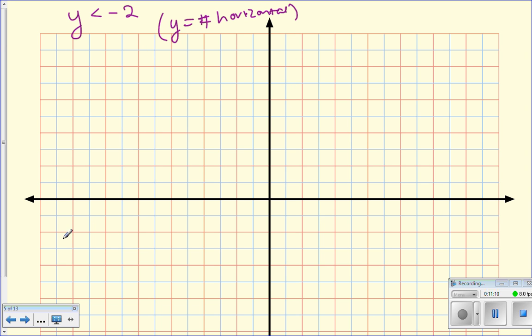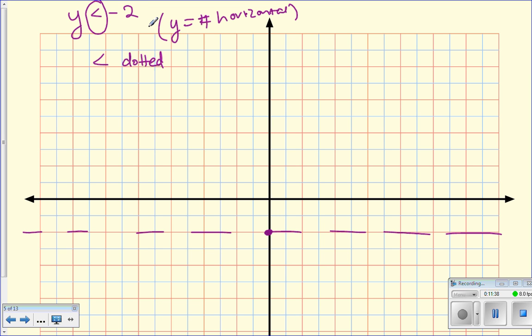So we're going to go to where y is -2, which is down here, and we're going to have a horizontal line at -2. But because this is less than, remember that less than means we want a dotted line or a dashed line. So we're going to put a dashed line here, and then you need to decide what side to shade on. Well, y is less than -2.